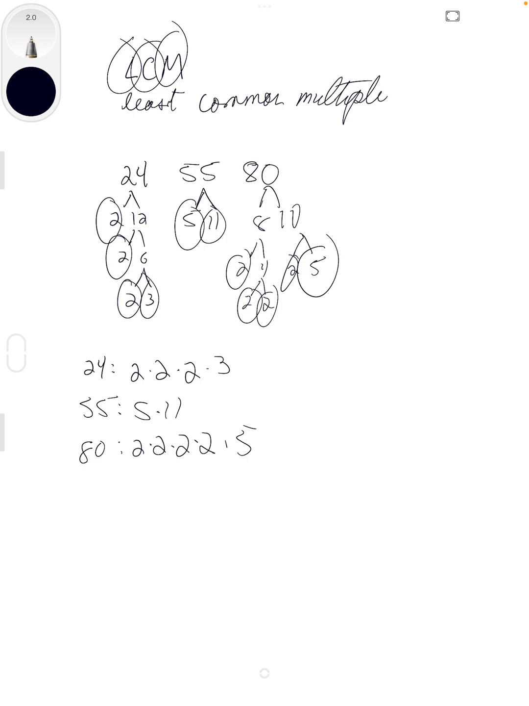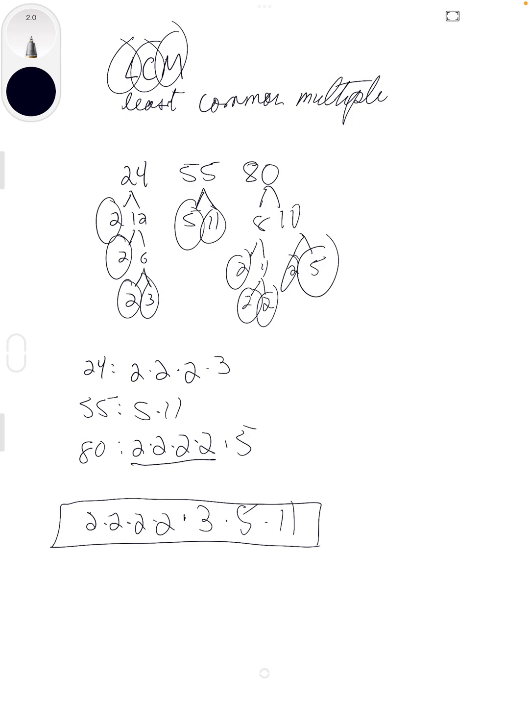The least common multiple of this is going to be just, well, notice, let's start with 2's. There's 4 2's. 2 times 2 times 2 times 2. Okay, so that's how many 2's. What's the most number of 3's we have? Well, we only have 1 3. Most 5's is 1 5. And most 11's is 11. Okay, so what this means is this number, 2 times 2 times 2 times 2, times 3 times 5 times 11, whatever that is, I'm not going to multiply it all out.